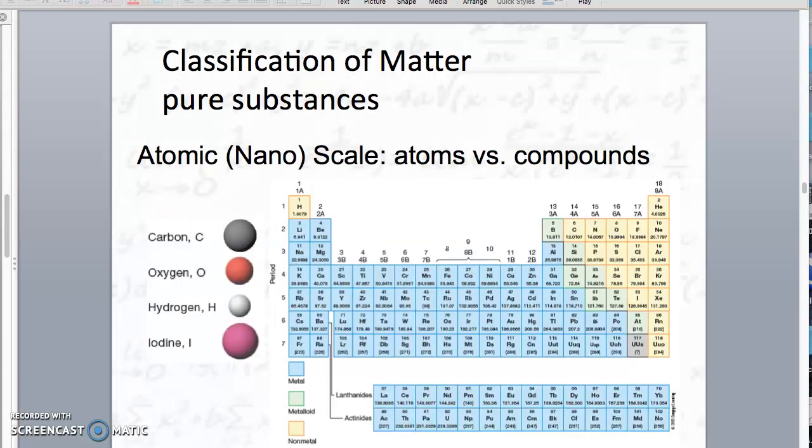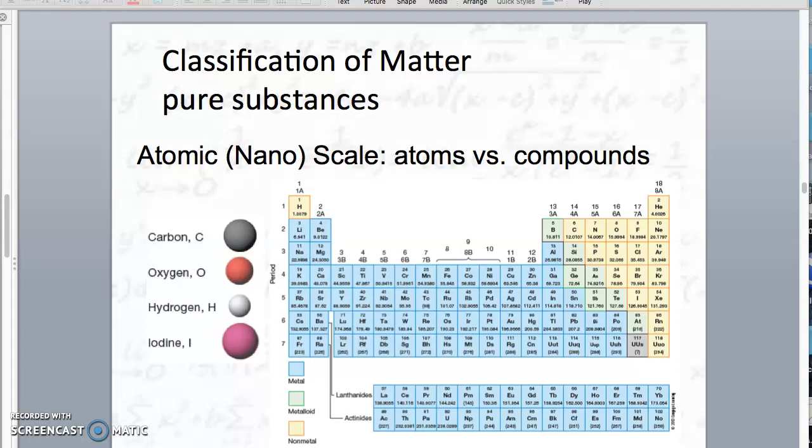Pure substances can be either elements or compounds. A compound, by definition, contains two or more elements in a fixed proportion. There are a total of 118 elements that have been identified, 90 of which exist in nature, and the rest have been synthesized. Elements are represented by a one or two letter symbol.